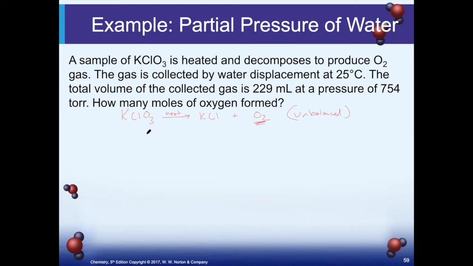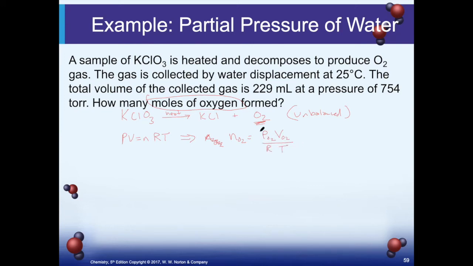And so remember that what we want to know is how many moles of oxygen. Okay, so how many moles of that gas? Well, remember, PV equals nRT. And so I can rearrange that and solve for moles. So the moles of O2 are going to be equal to the pressure of O2 times the volume of the O2 divided by R divided by the temperature.